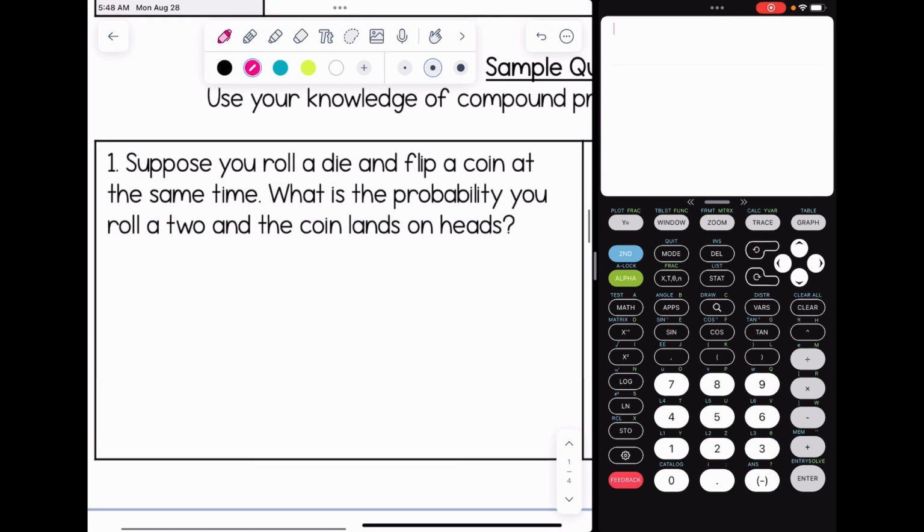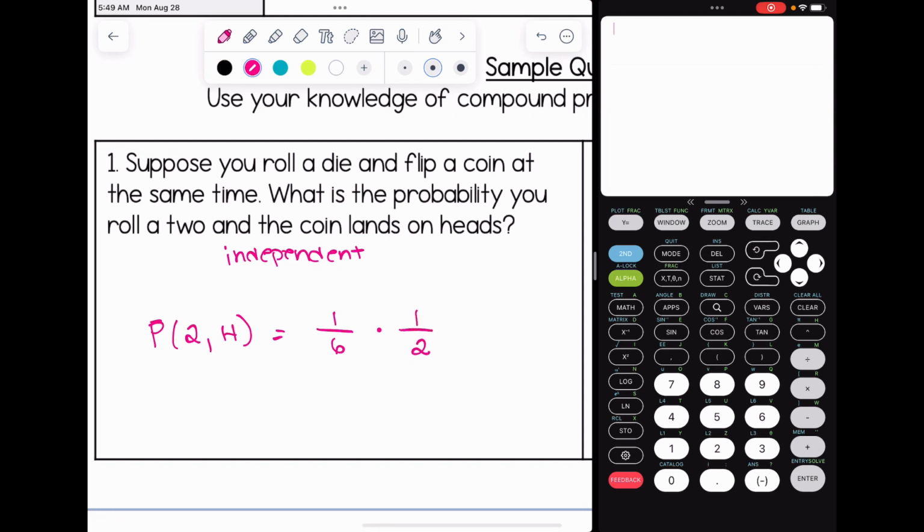All right, for number one, suppose you roll a die and you flip a coin at the same time. What is the probability you roll a 2 and the coin lands on heads? First, let's start off by establishing that these are independent events. So rolling a die and flipping a coin does not have an impact on one another. So let's say that we want the probability of getting a 2 and then landing on heads. Well, the probability of rolling a die and getting a 2 is 1 out of 6. The probability of flipping a coin and getting heads is 1 out of 2. And we're just going to multiply these together, so our total compound probability here would be 1 over 12.